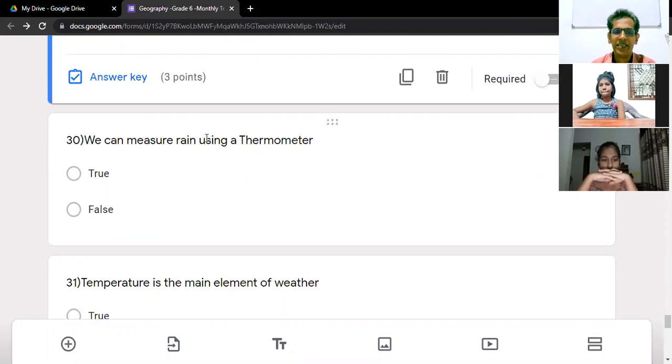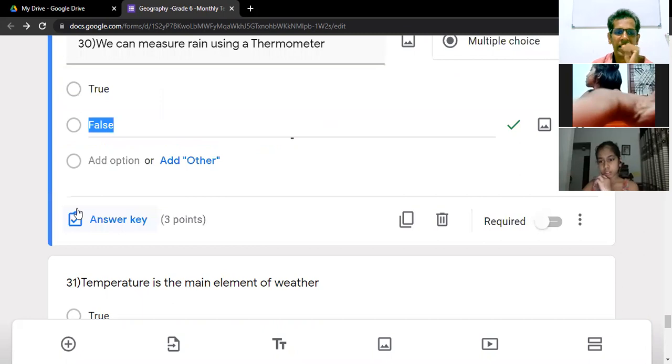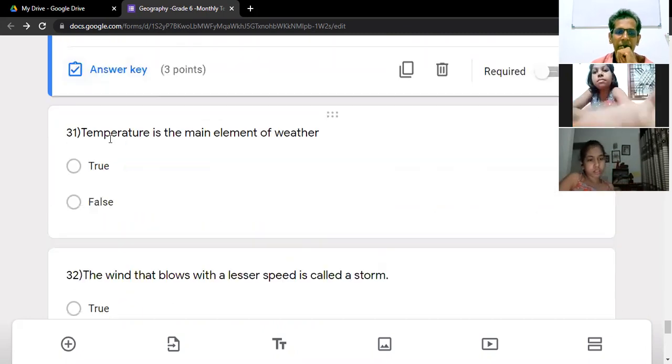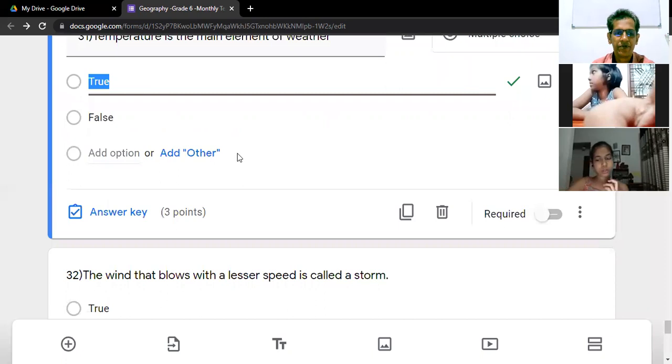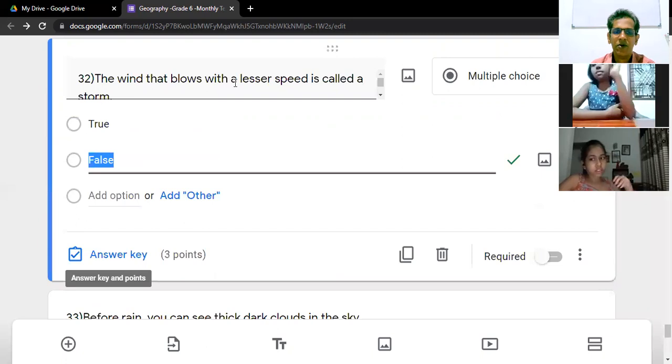We can measure rain using a thermometer. False. We can measure rain by using a rain gauge. A thermometer measures temperature. Temperature is the main element of weather. True. The wind that blows with a lesser speed is called a storm. False. The wind that blows with a lesser speed is called a breeze.